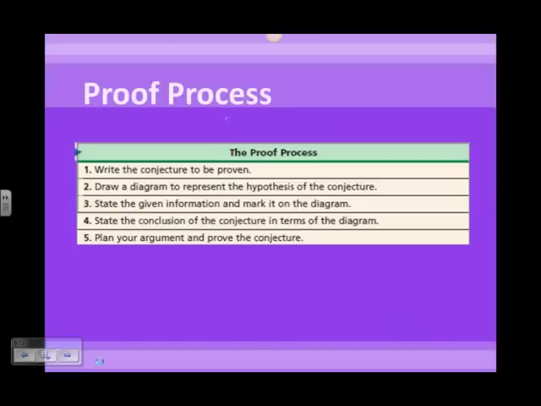So that one wasn't so bad. When you're doing the proving process, one of the things you want to do is make sure that you know what the conjecture is that's to be proven. Draw a diagram or use the given diagram that represents the hypothesis of that conjecture. Then state the given information on the diagram, as we talked about in the beginning of the video. State the conclusion so you know where you're trying to get to, and then come up with a plan, an argument to prove that conjecture.